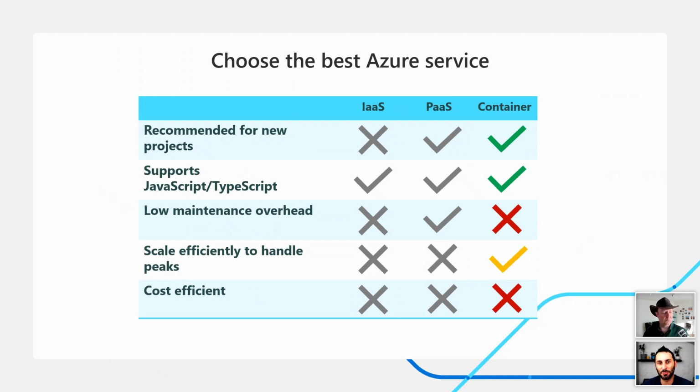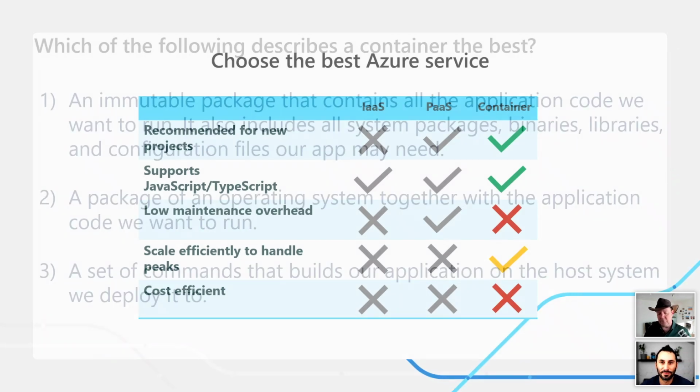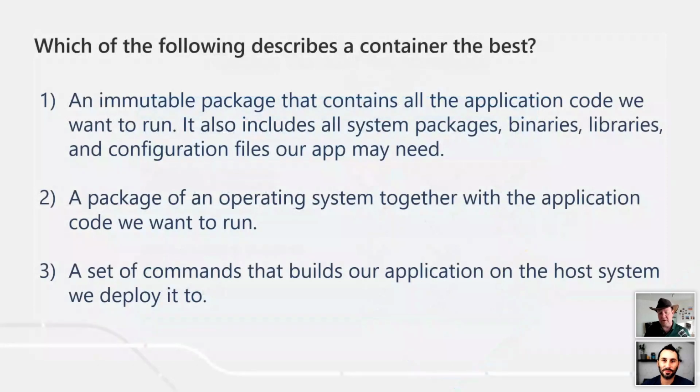So that may not be the most cost-efficient solution here. Okay, very cool. So let's go into a quiz, and which one of the following describes a container the best, right? So an immutable package, we hear again this keyword immutable, that contains everything you need to run your application, right? The system package, the binaries, and all the libraries that you need.